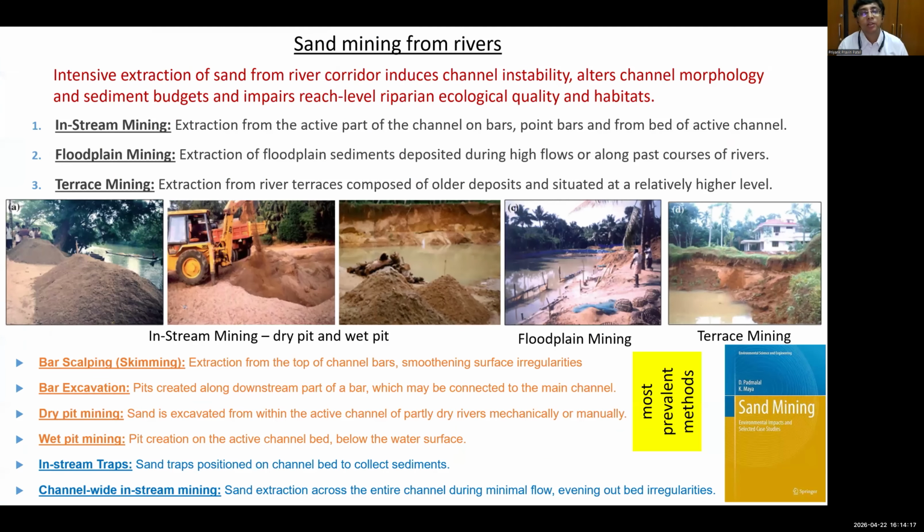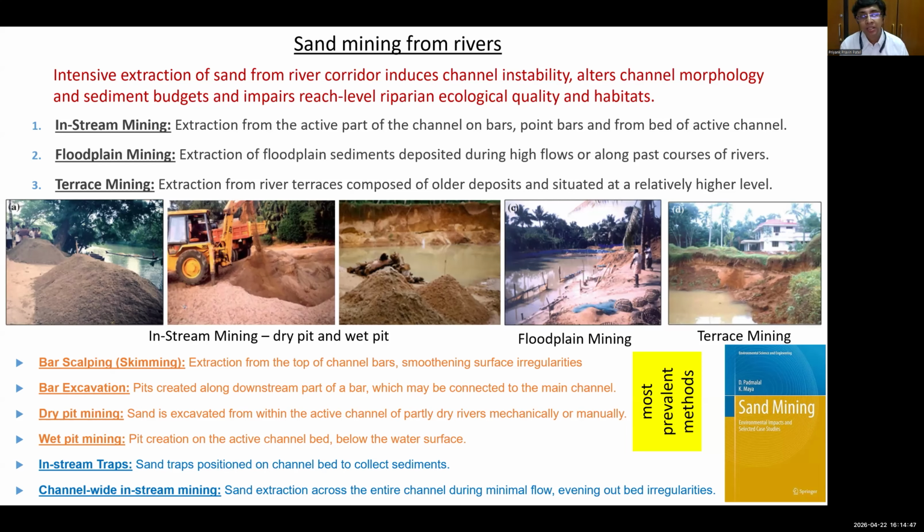Going back to the image that I showed you, what are the ways in which this sand is extracted? This is taken from a very good book called Sand Mining by Padmalal and Maya. They talk about the various types of sand mining that happen in India: largely in-stream mining, so mining from within the river channel, floodplain mining, extraction from the floodplain, and then terrace mining, mining from the higher parts of the river terraces.